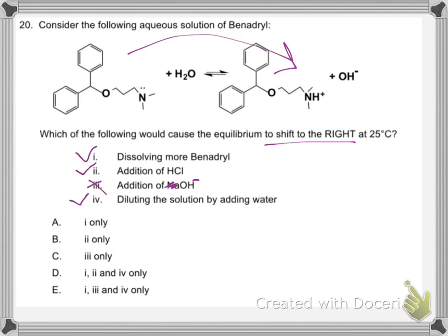So which of these is it? It is D, 1, 2, and 4 only.